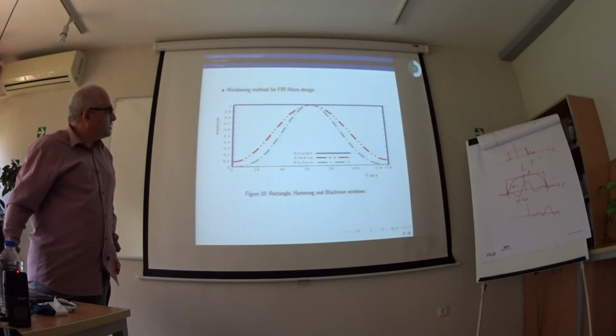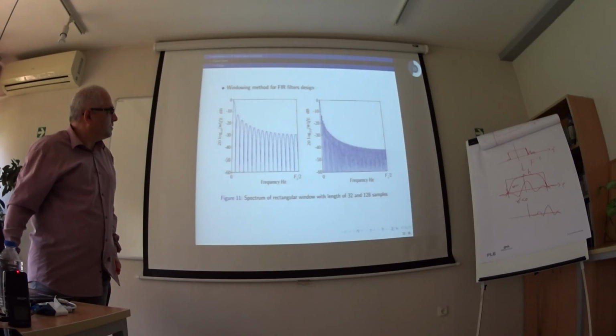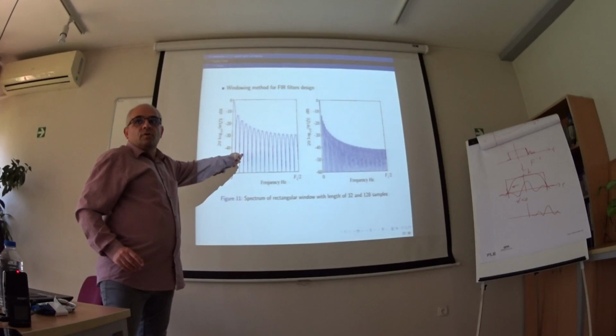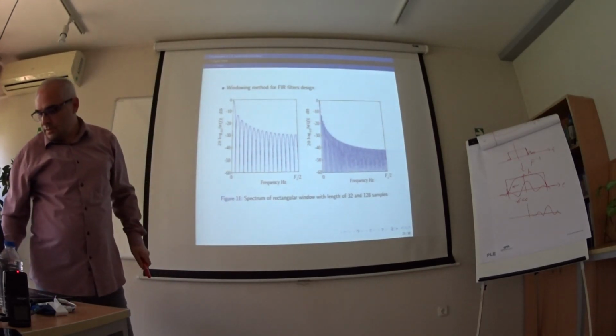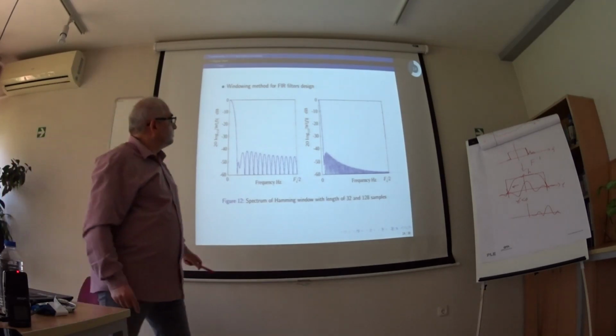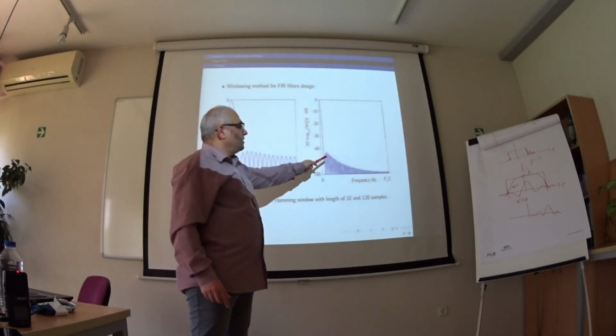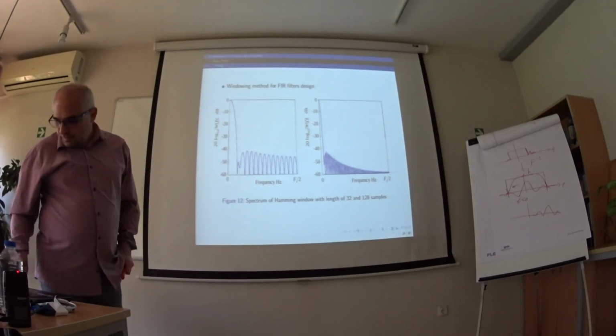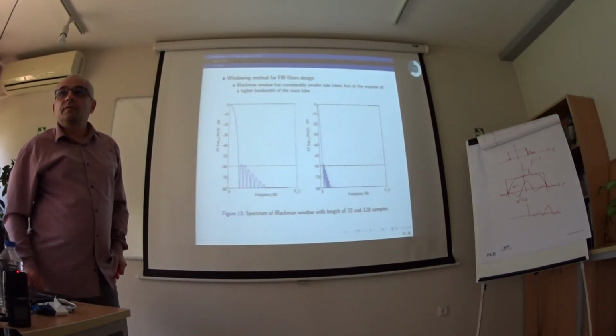A short comparison of the windows and the results in frequency domain. Here is the rectangular window. As you can see, the worst case. The things are much better here using Hamming and Blackman.